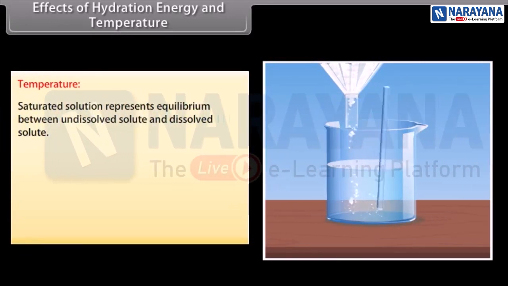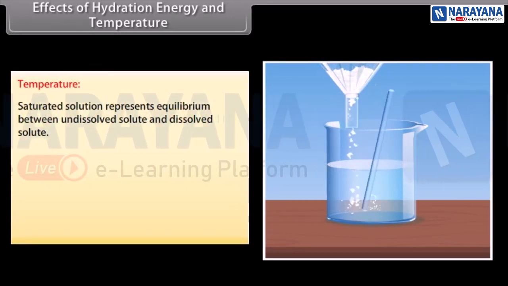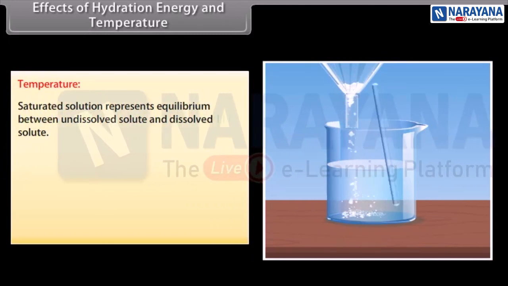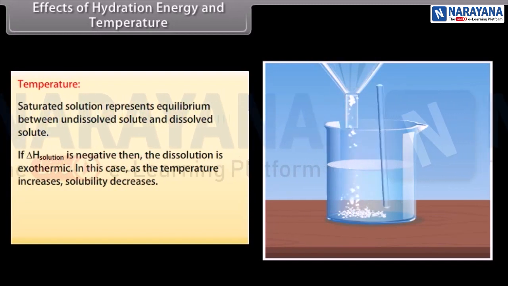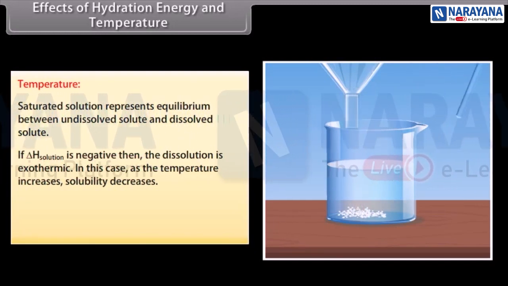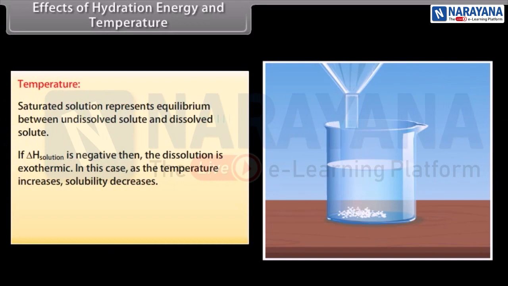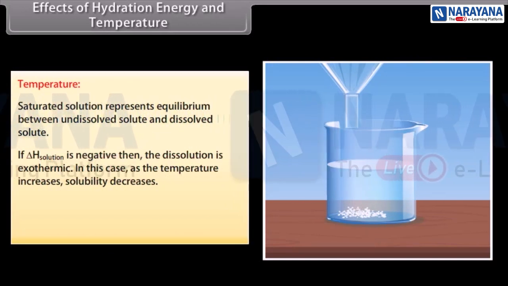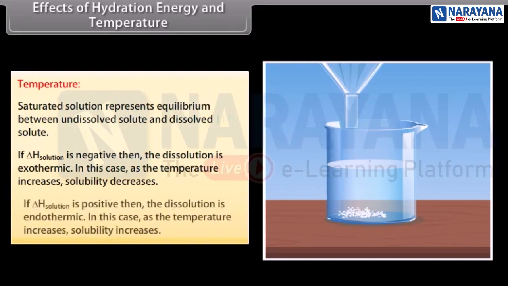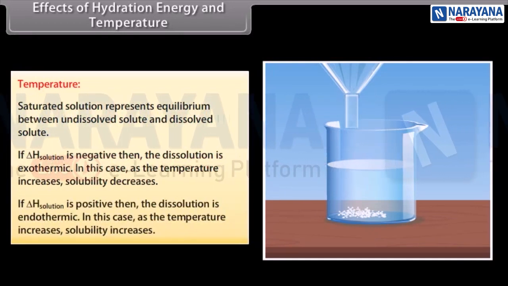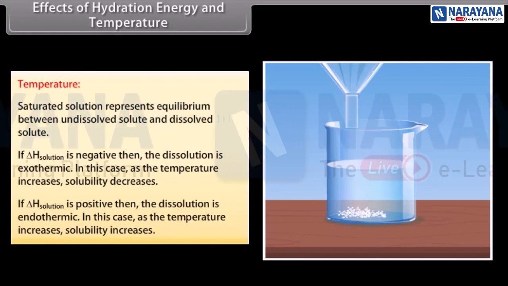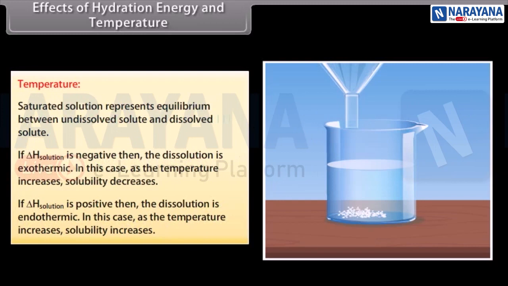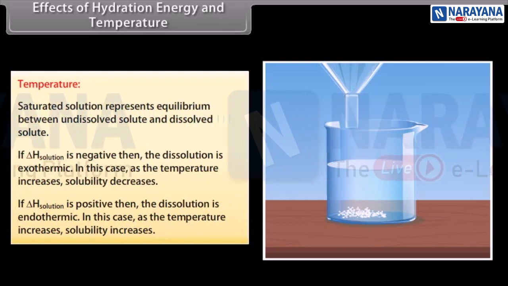A saturated solution represents equilibrium between undissolved solute and dissolved solute. If delta H of solution is negative, then the dissolution is exothermic. In this case, as the temperature increases, solubility decreases. If delta H of solution is positive, then the dissolution is endothermic. In this case, as the temperature increases, solubility increases.